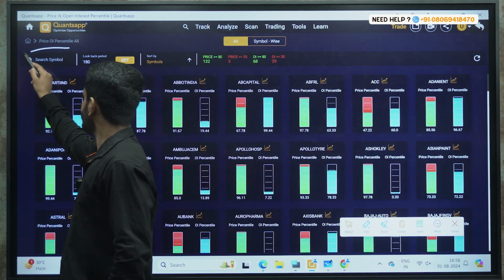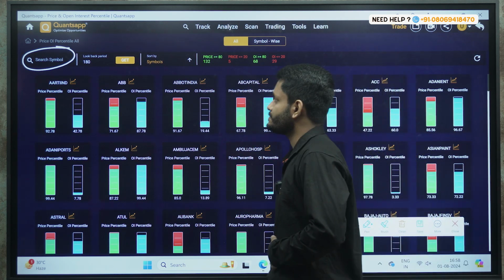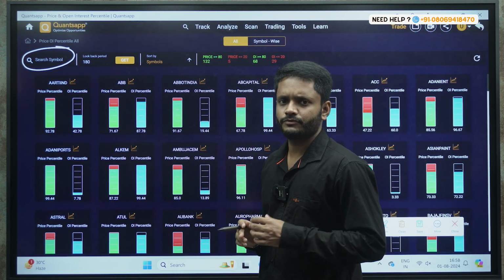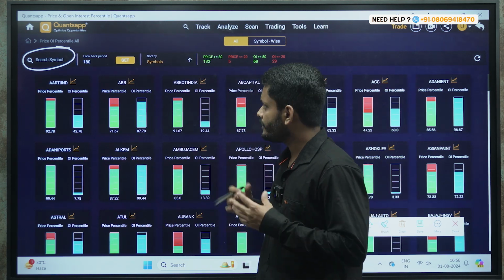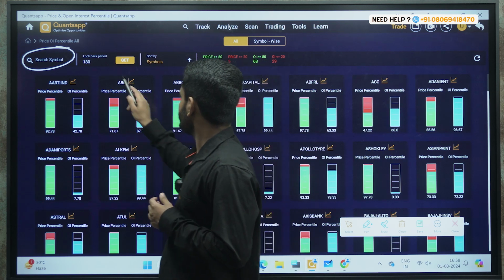Okay. So if you see, the search symbol option is there. Say if you want to check out the price percentile of any particular stock, then you can go and search that stock. If you are willing to trade any particular stock, if you have any of your favorite stock, you can directly go and search, then you can see that particular stock.